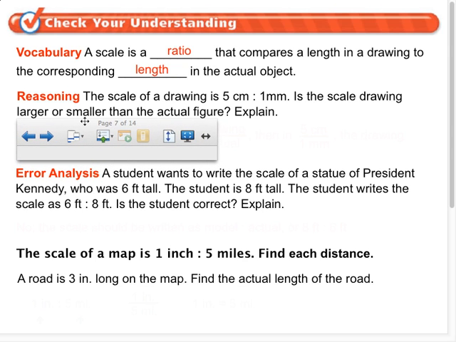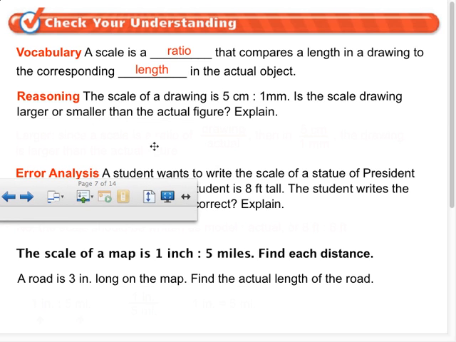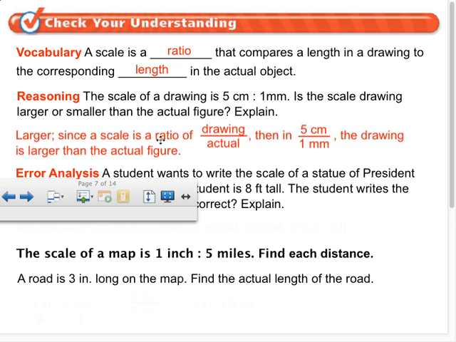Well, it was because on the other scale models, the smaller number is first, or 1 is first, so I just knew to switch that. Okay, so yes, larger. Since the scale is a ratio of drawing to actual, then 5 centimeters to 1 millimeter, the drawing is larger than the actual figure.